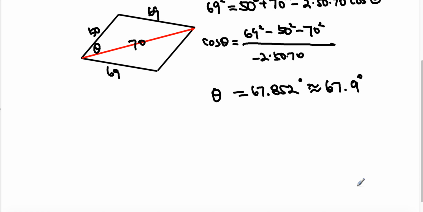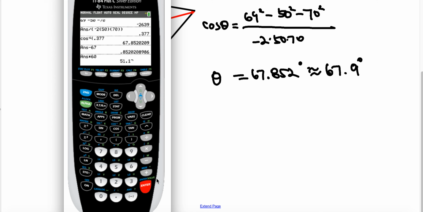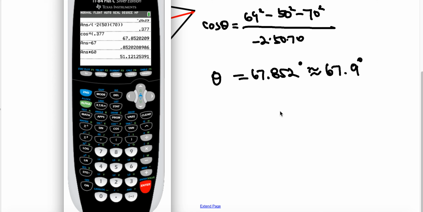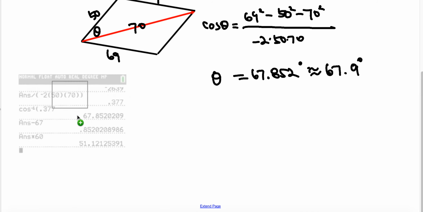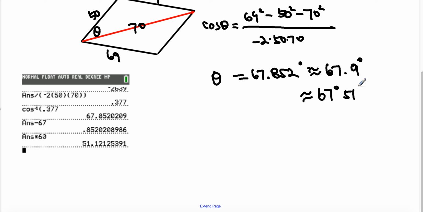Or another thing which you could have done was subtracting the integer portion, which is 67, and multiply the rest by 60 to convert the degrees into minutes. So we get 51.1, so that is equal to 67 degrees and 51 minutes. All right, so either one would have been a correct answer. Let's look at the next question.